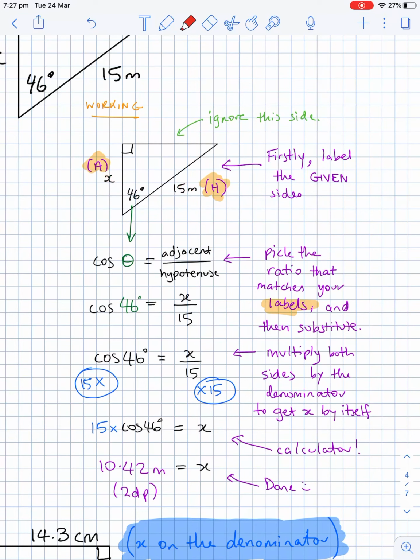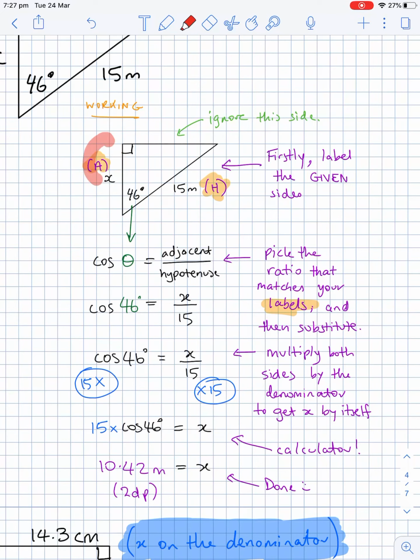What are their labels? I think to myself, firstly, the 15 meters is definitely the longest side. It's opposite the right angle, so therefore, that is my hypotenuse. So I put an H there. And also, this x right here is on the other side, which is next to my given angle.